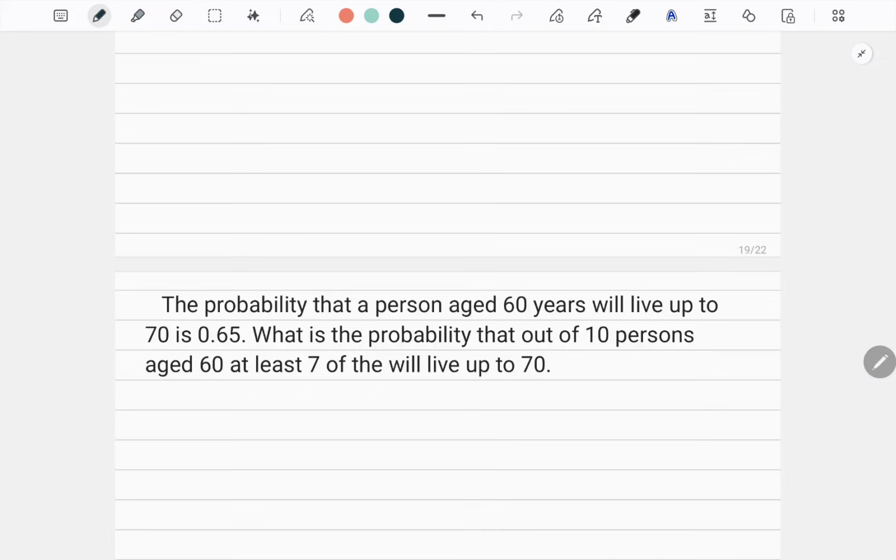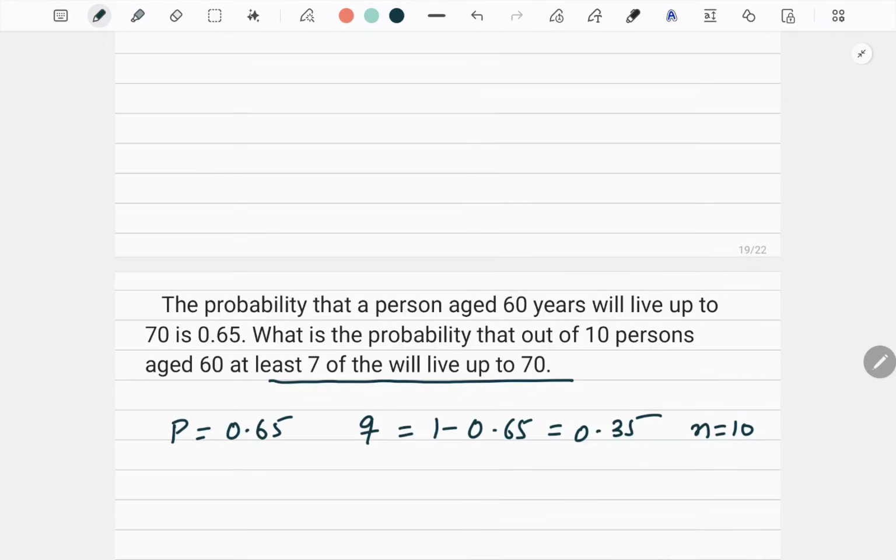Okay. Now look at this question. The probability that a person aged 60 will live up to 70 is 0.65, means P is equal to 0.65. So now what is Q? Q is 1 minus 0.65, so your Q value will be 0.35. Now out of 10 people, means n is equal to 10, find the probability that at least 6 will live up to 70. Very bad question, but okay, fine.